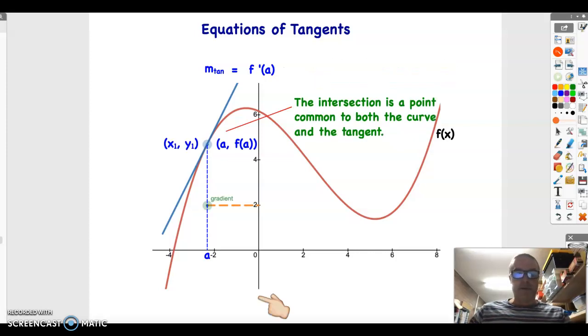And the second point that we're going to take away is that by definition of a tangent, the tangent and the function f of x are going to share that common point. x equals a, the y value will be f of a because it's on the function f of x. In relation to what we know about straight lines and how we find their equations, we will refer to this point also as x1, y1.